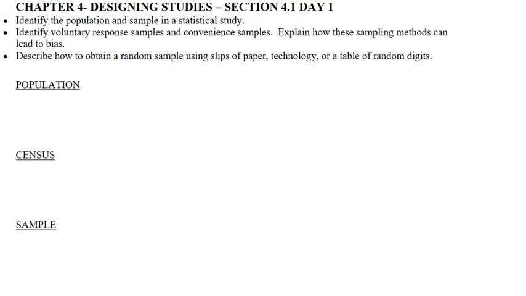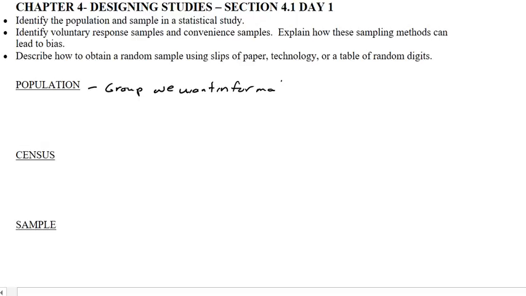A population is simply a group we want information about. It could be the electorate in the United States. We could be doing a presidential poll. Okay? It could be the toasters. We want to know which toaster is the best, which toaster is the worst. Okay? It would be the population of toasters.